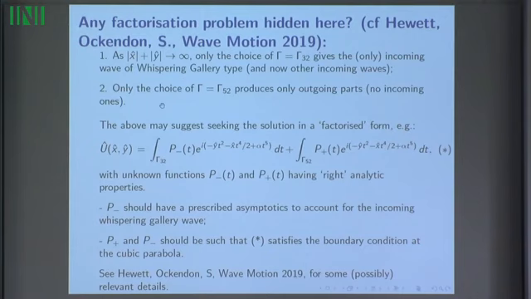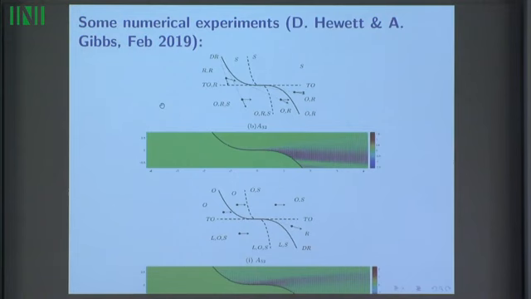So if I denote P minus and P plus, these 2, then to capture the incoming whispering gallery mode, I do need some function with certain analytic properties with some prescribed asymptotic behavior, and the other also has some inherited analytic properties from all this asymptotic information available to us, and taken together, crucially, they have to satisfy appropriate boundary conditions, right? Some details are there. In fact, Dave Hewitt and Andrew Gibbs, my young colleagues, did some calculations supporting this, right?